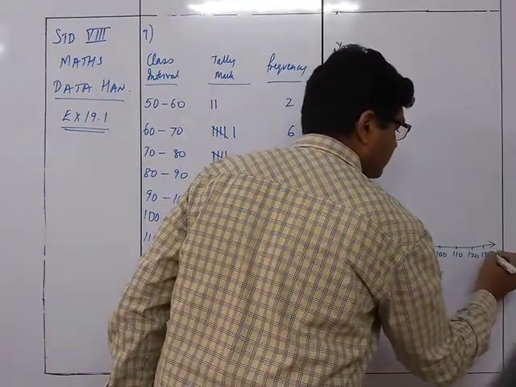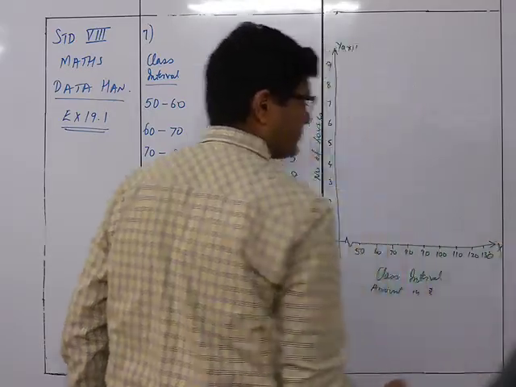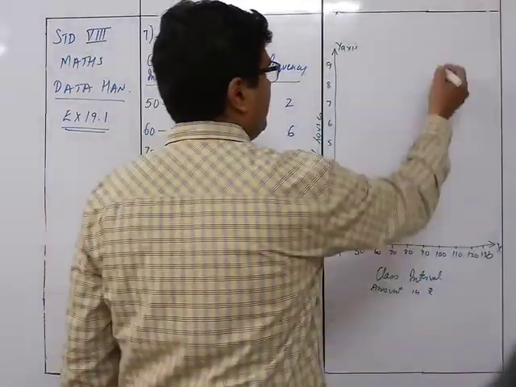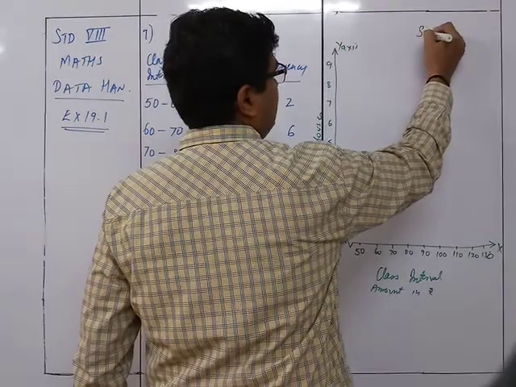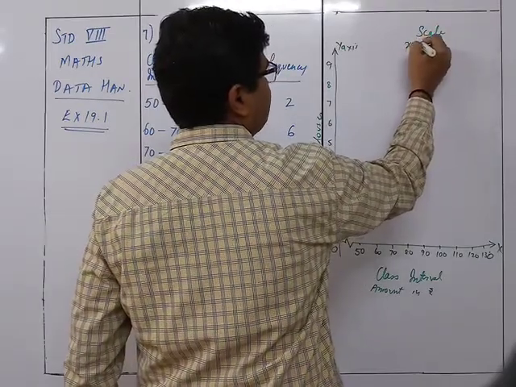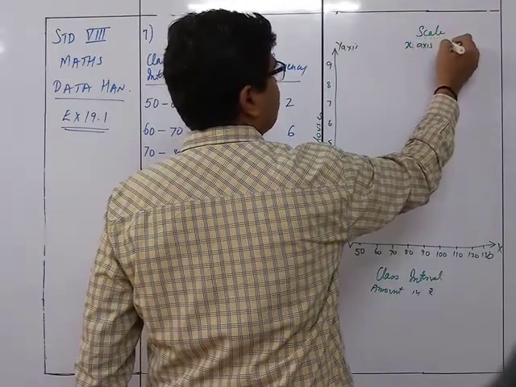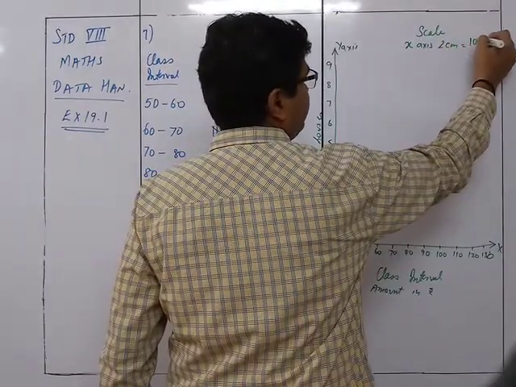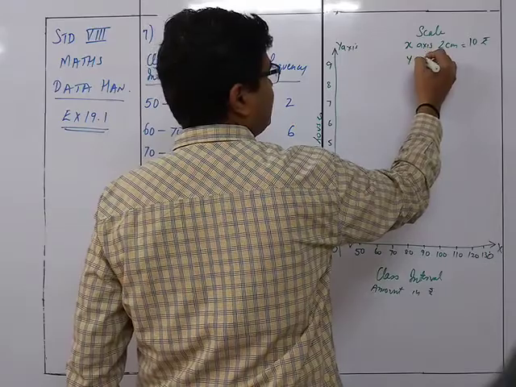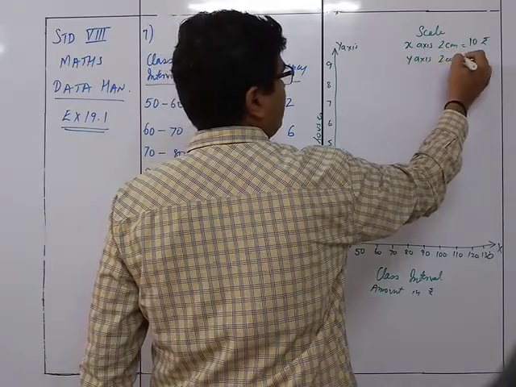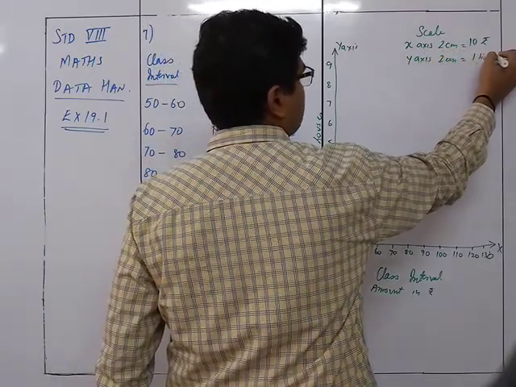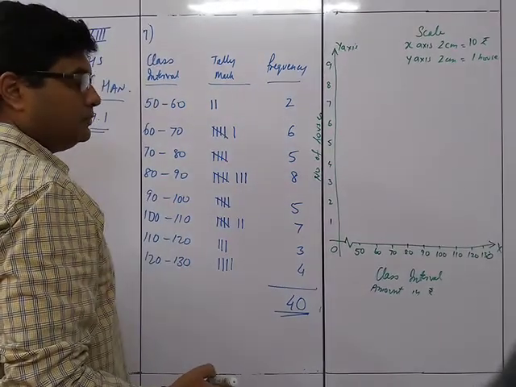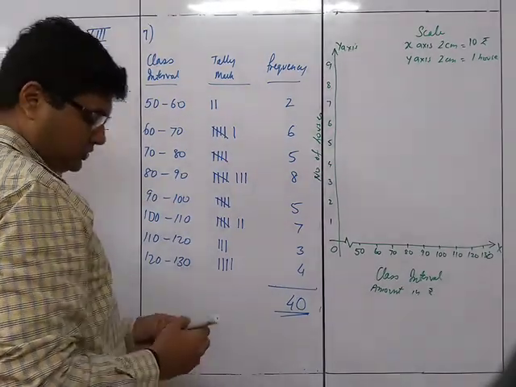Okay, that is the required thing over here. So this is the x-axis. You can see now we can put on the scale: on the x-axis, 2 centimeters is equal to 10 rupees, and on the y-axis, 2 centimeters is equal to 1 house. Okay, now let's draw the figure.